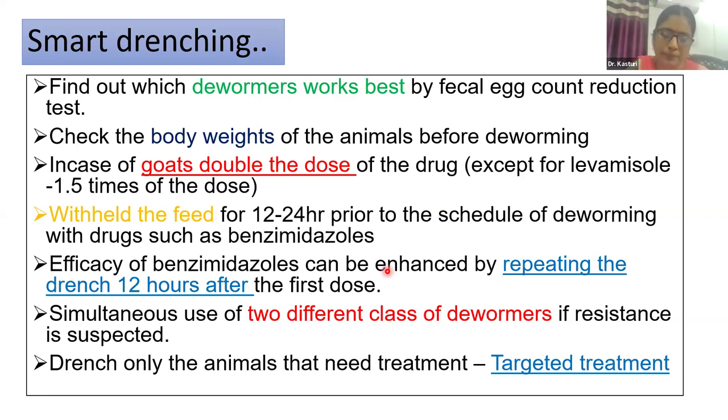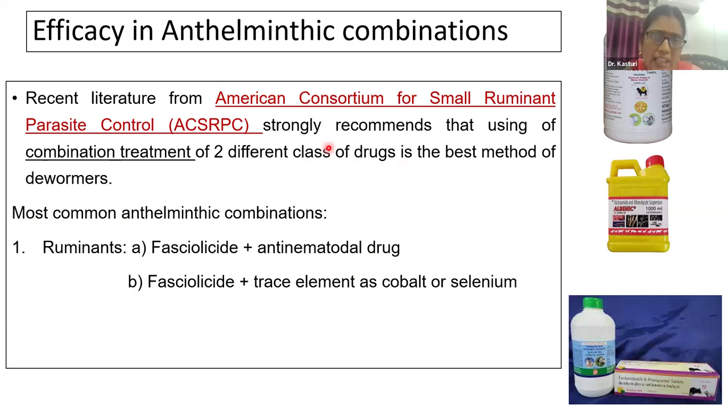To enhance the efficacy of the anti-helminthic drug, based on the recent literature collected from the American Consortium for Small Ruminant Parasite Control, it is strongly recommended to use combination treatment, that is a combination of drugs belonging to two different classes of drugs. Administration of drugs which belong to two different classes is the best method of deworming as per the suggestions given by the American Consortium for Small Ruminant Parasite Control.